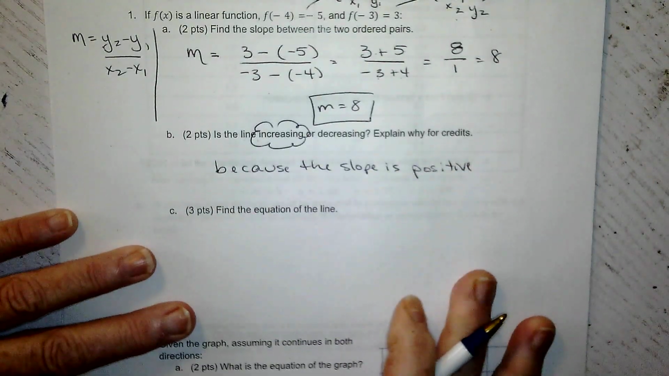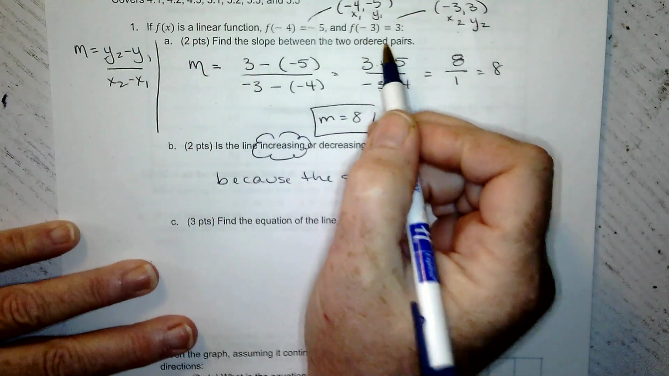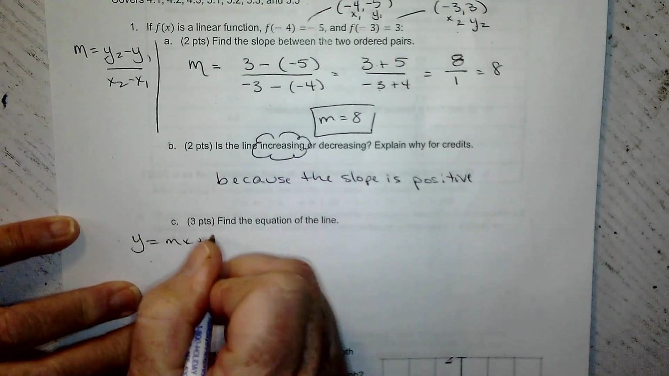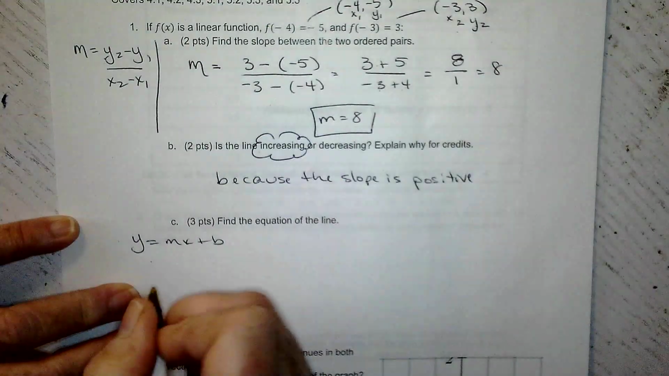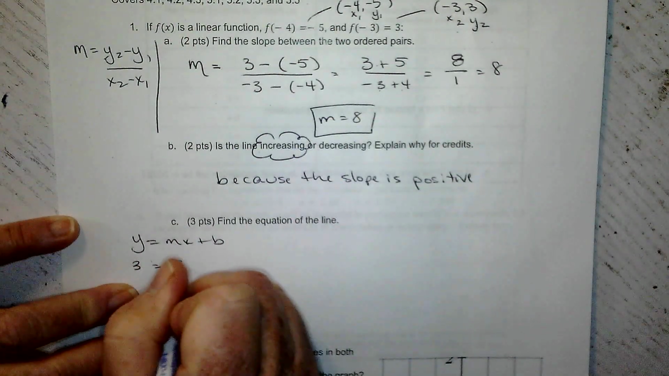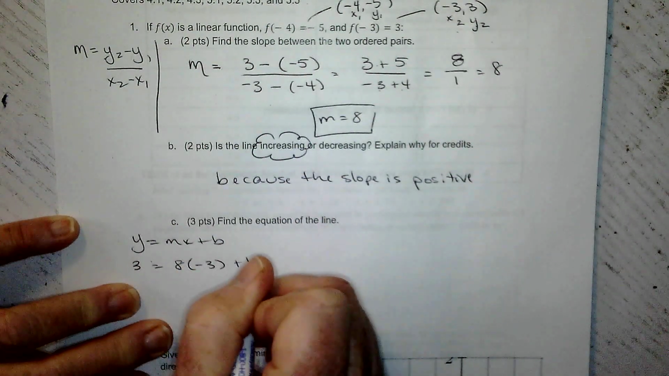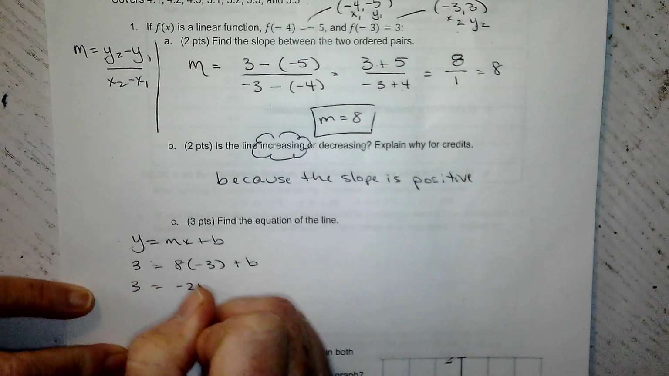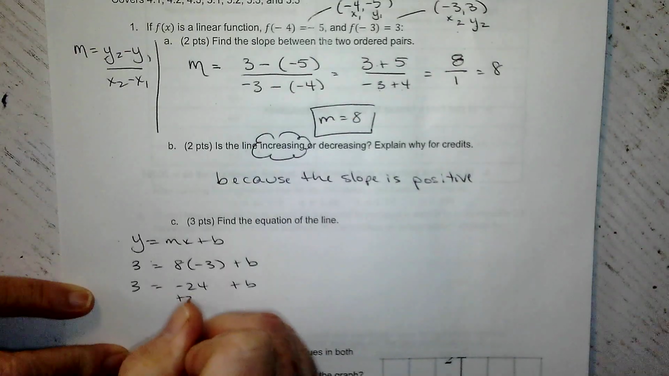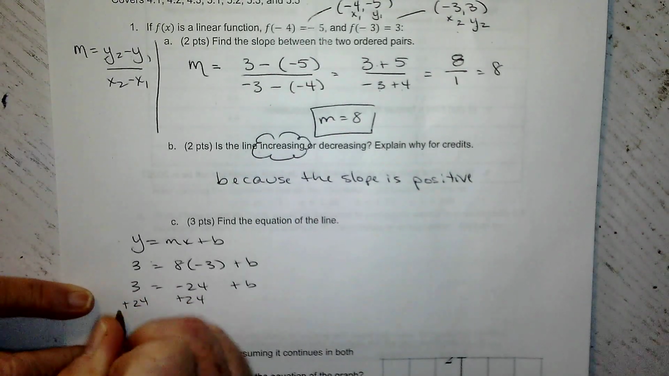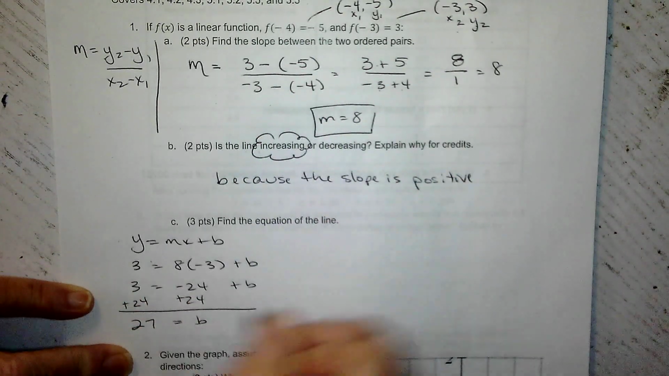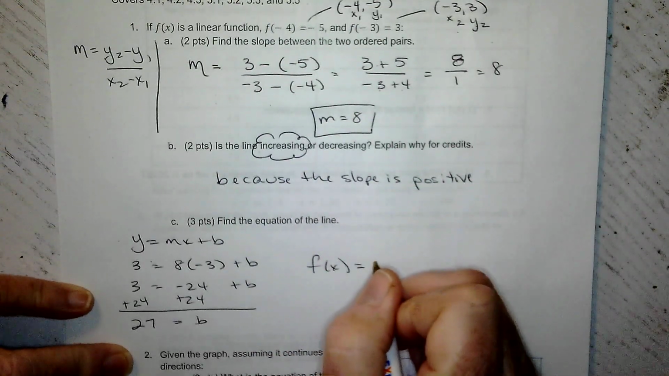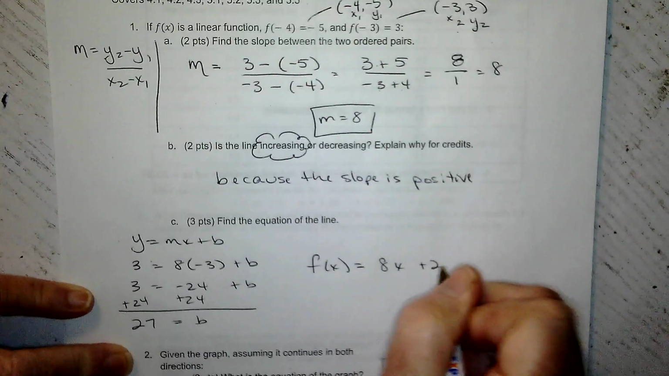The next one is find the equation of the line. So you can use either one of the 2 points along with the slope. I'm just going to use y equals mx plus b. I'm going to let y equal 3, m is 8, x is negative 3, plus b, and we just need to solve for our y-intercept. 3 is equal to negative 24 plus b. Add 24 to both sides, and your y-intercept is 27. So f of x, because that's where we're at right now, not y, f of x is 8x plus 27.